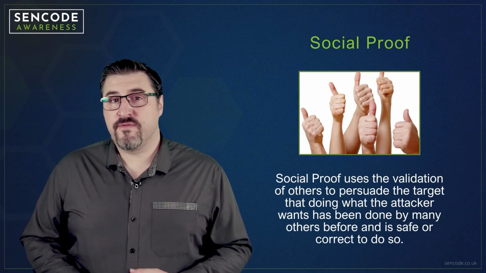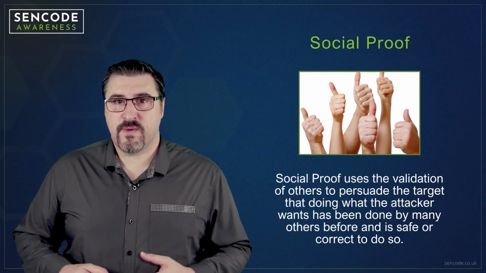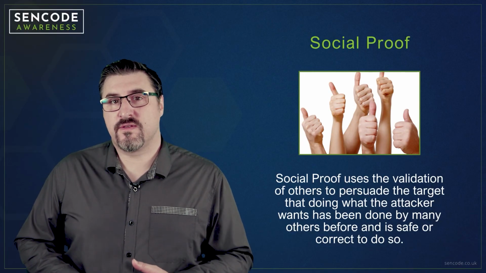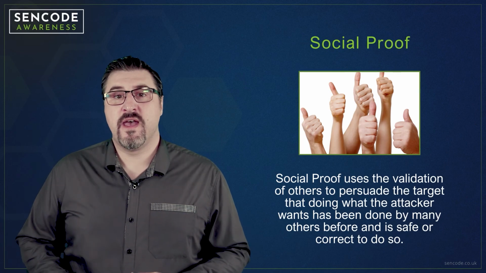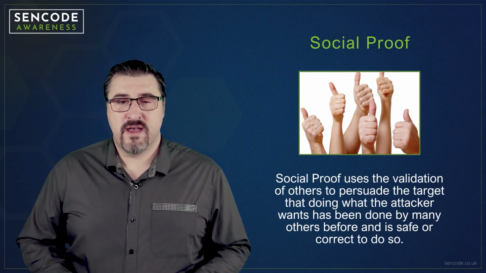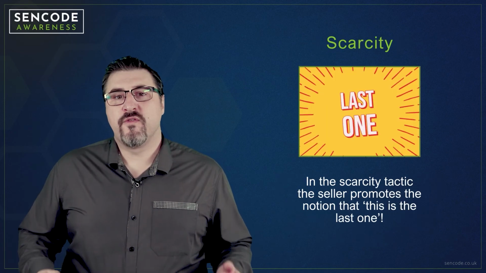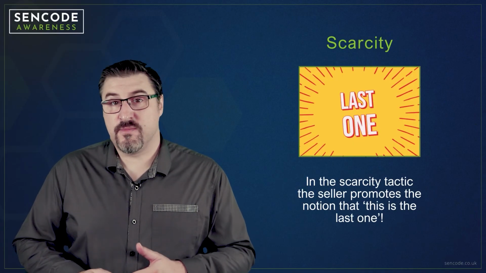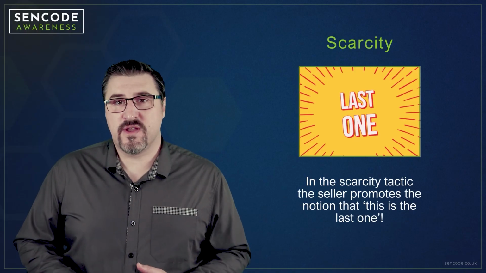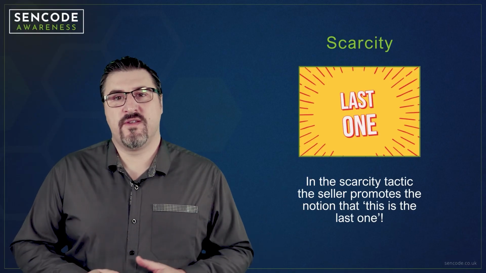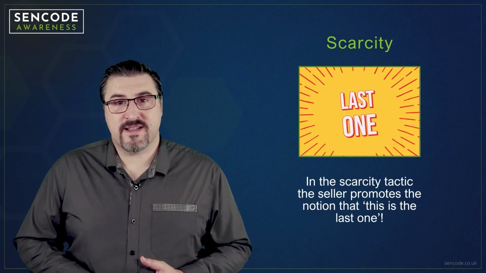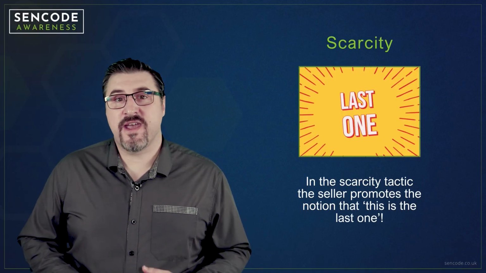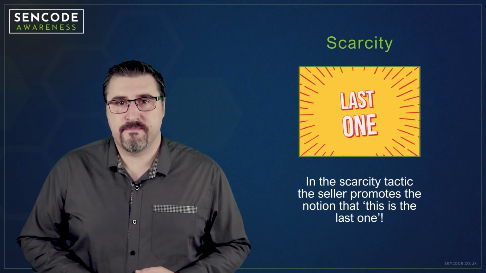Social proof uses the validation of others to persuade the target that doing what the attacker wants has been done by many others before and it's safe or correct to do so. A kind of peer pressure, if you will. We've all witnessed the scarcity tactic, and we see it all the time in retail and on commercial sites where the seller promotes the notion that this is the last one. This one is often combined with the urgency tactic, i.e. buy it now, to create a more powerful motive for the target.